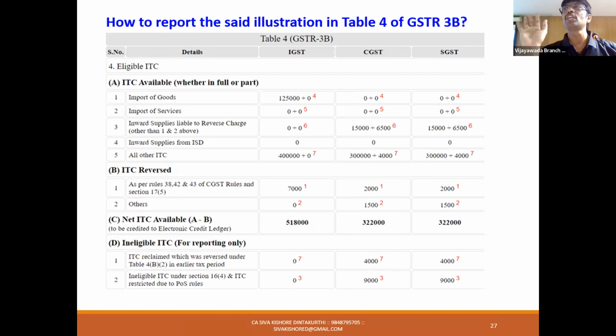Whatever you are punching in 4D2, please don't make it part of 4A5. It's not required. Don't put it in 4A5 and again reverse in 4B1 and again put in 4D2. It is not required in respect of time barred credits and ineligibility due to POS rules. Is that clear?